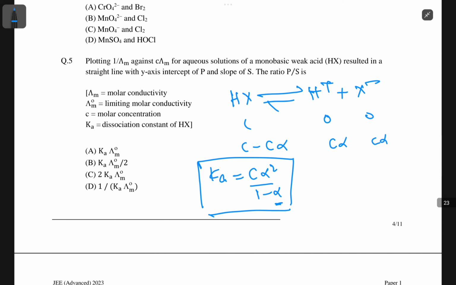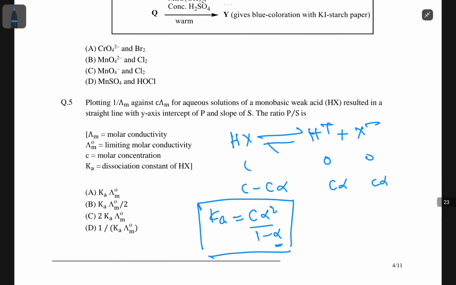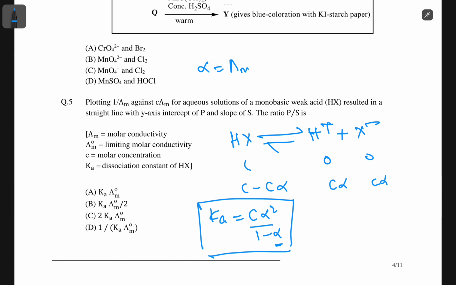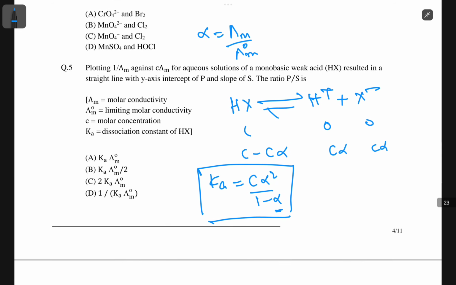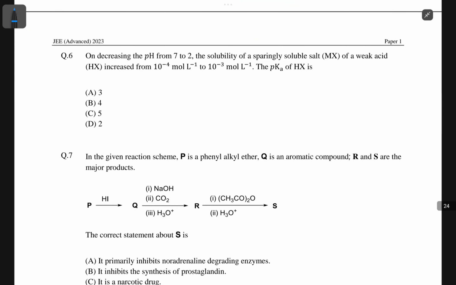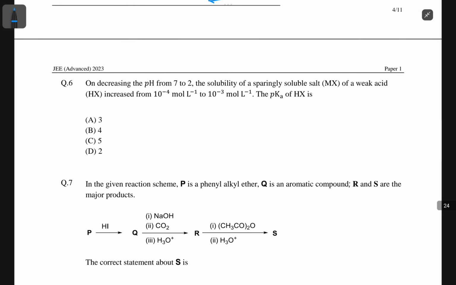And also if you have studied electrochemistry, you should know that alpha is just lambda m upon lambda m naught, right? So now I can just substitute this in here, and I think that's pretty much it. I don't really need to solve it, you would get this as the answer. Okay, moving on to the next one.